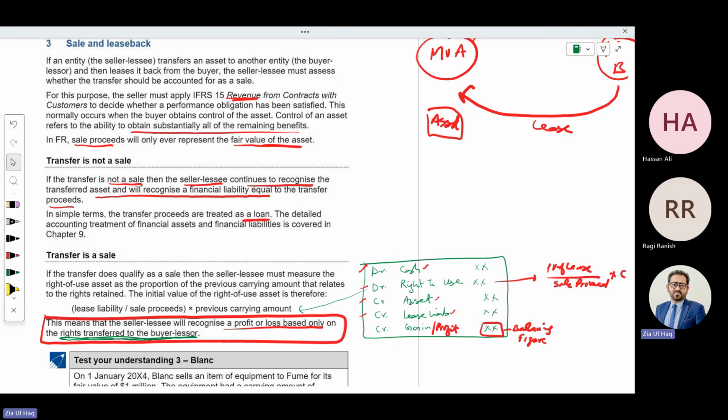Now you need to calculate the amount of profit, or you need to record the accounting entry. Cash debit, right of use asset debit, asset carrying value credit, lease liability credit, and the difference, the balancing figure, will be gain or profit credit.